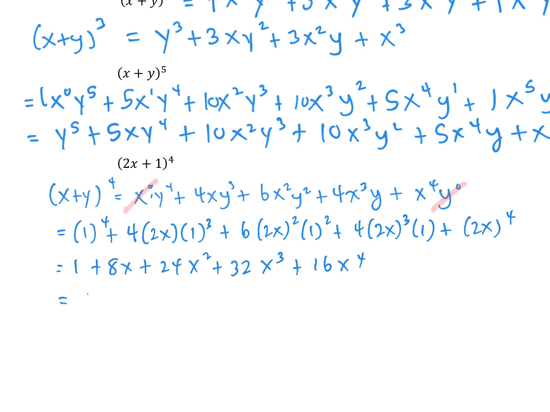And then I'm going to put it in descending order. So I'll put x to the power 4 first. 32x to the power 3 next. Then the square. Then the 8x, and then the 1.